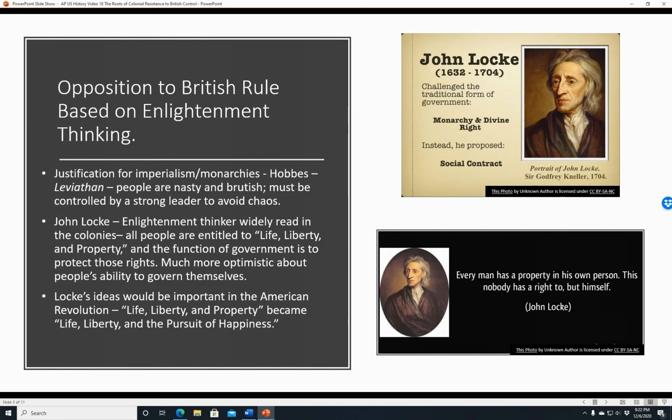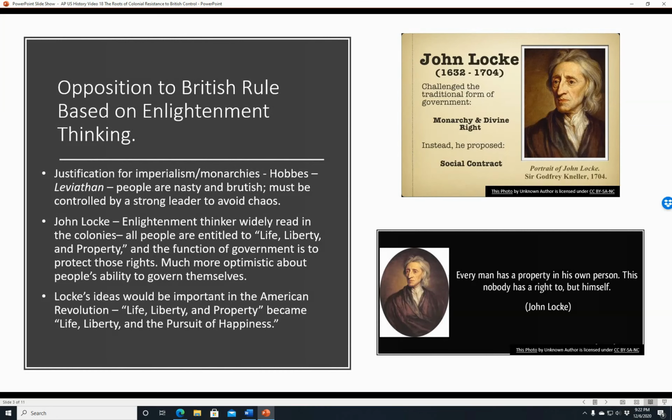people. John Locke was the Enlightenment thinker widely read in the colonies, who stated that all people are entitled to life, liberty, and property, and the function of government is to protect those rights. So he was much more optimistic than Hobbes about people's ability to govern themselves. He said, well, we don't exist under government, government exists under us. Government is somebody that we have to take care of us. We're not there to take care of the government. We're not there to be the government's slave. The government is supposed to be our servant, which is why many modern day officials are known as public servants or civil servants, etc.